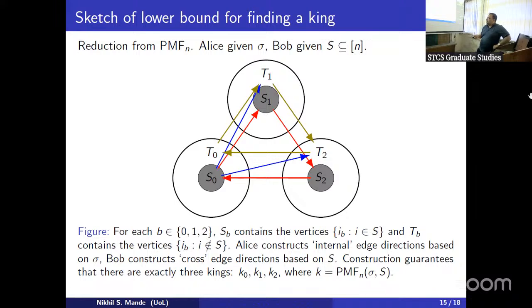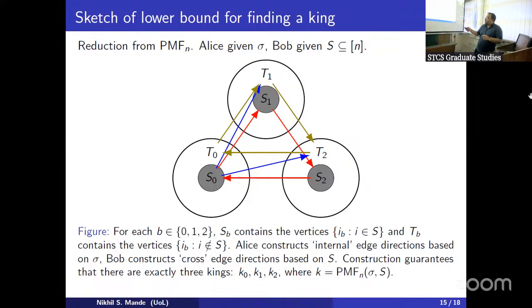And now, I'm not going to get into full details, but it's going to turn out that there are exactly 3 kings in this jointly constructed tournament, 1 in each blob. And the labels of these kings in each blob are precisely going to be the solution to PMF on sigma comma S. So they're going to be the highest ranked elements of sigma in each of these S's over here.